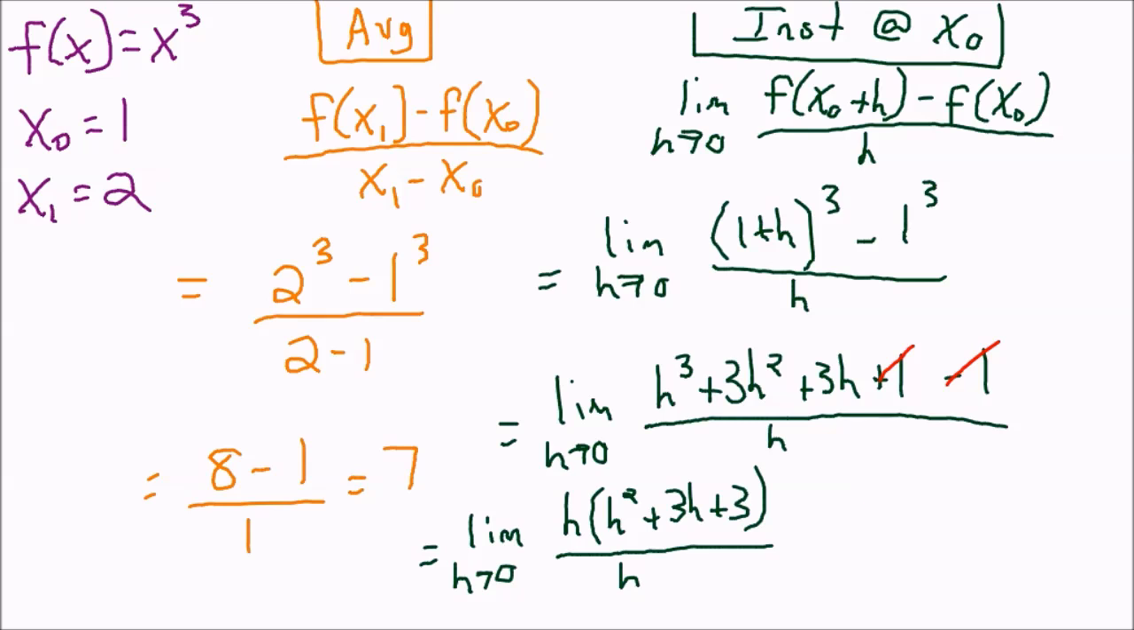Now that we factored that h out, it can cancel with the h in our denominator. So those two cancel. And now when we evaluate this limit, by plugging in a 0 for h, I'm going to get 0 squared plus 3 times 0 plus 3, which will simplify down to simply 3. So the instantaneous rate of change at the point x sub 0 is equal to 3.